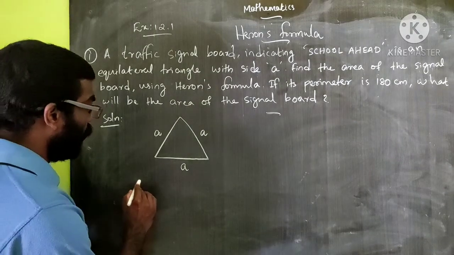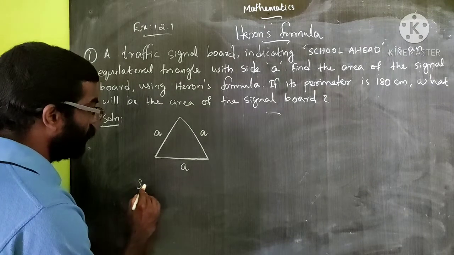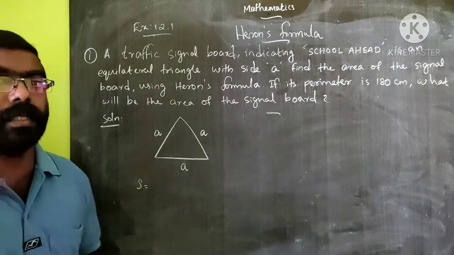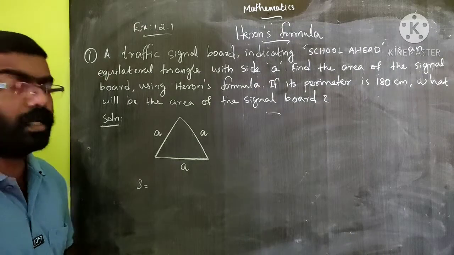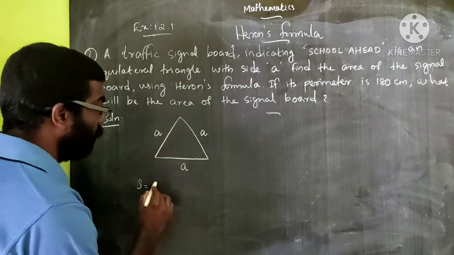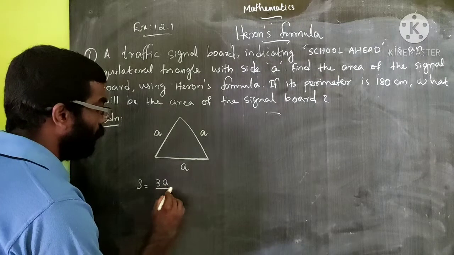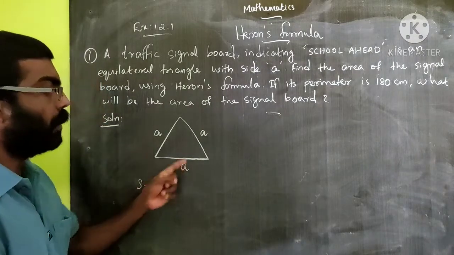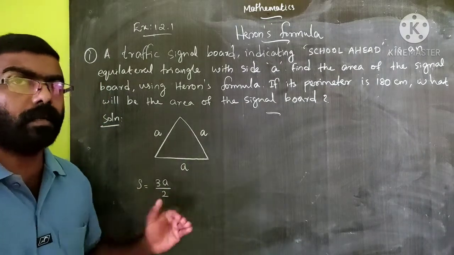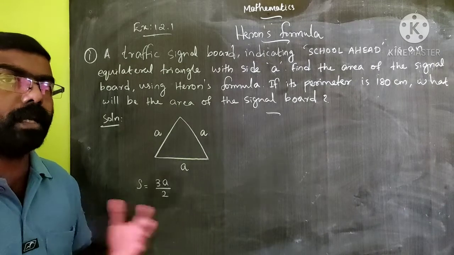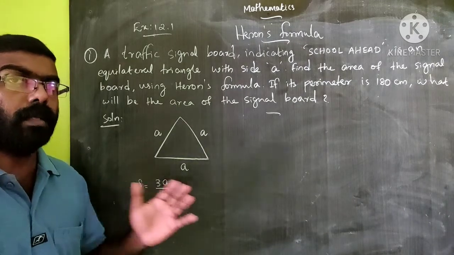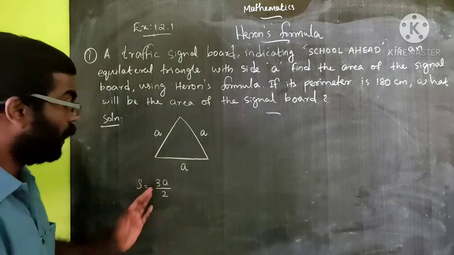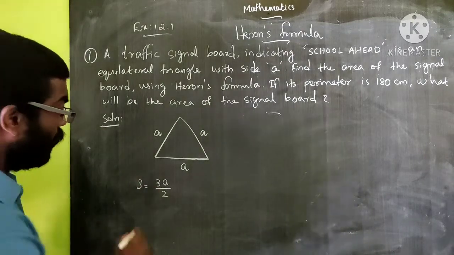For that we can find the semi-perimeter. s is equal to a plus b plus c divided by 2, the sum of the three sides divided by 2. Here all the sides are the same, so a plus a plus a, 3a divided by 2. Normally we have the formula a plus b plus c by 2, but here a, b, c all are equal, so 3a divided by 2.